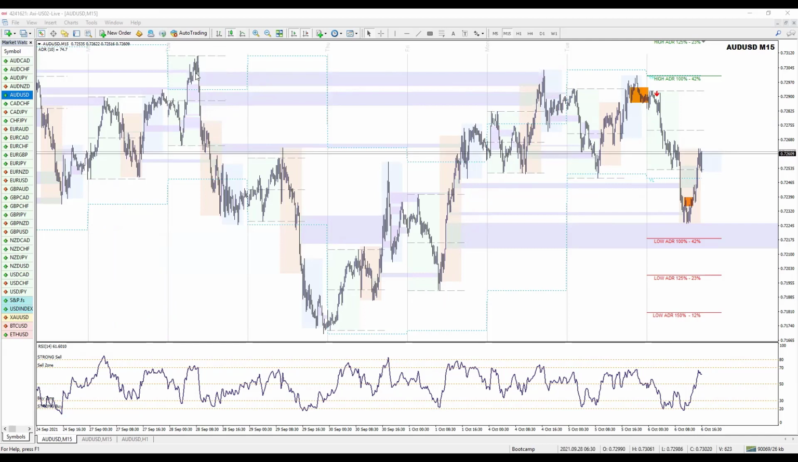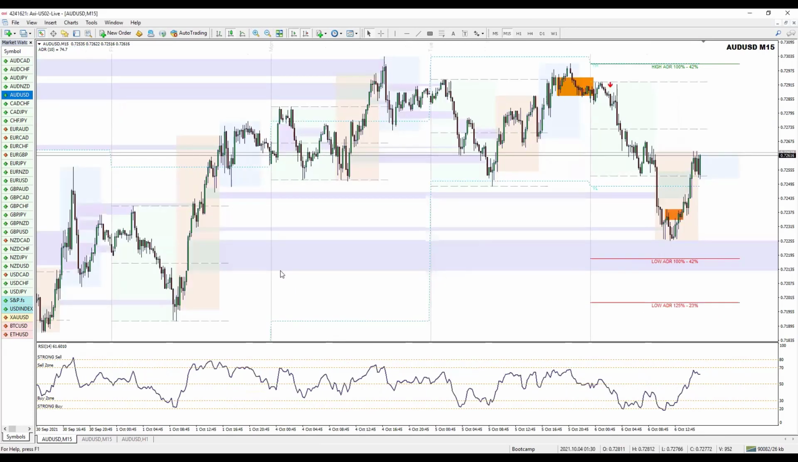Okay, so these are called 1, 2, 3 gaps, or I call them propulsion candles or propulsion gaps. You know, pick whatever you want to call them. But basically, all they are is a strong move in one direction in the market. And we know that price comes back and targets them. Okay, so they're brilliant for targets. Okay, any questions on those?